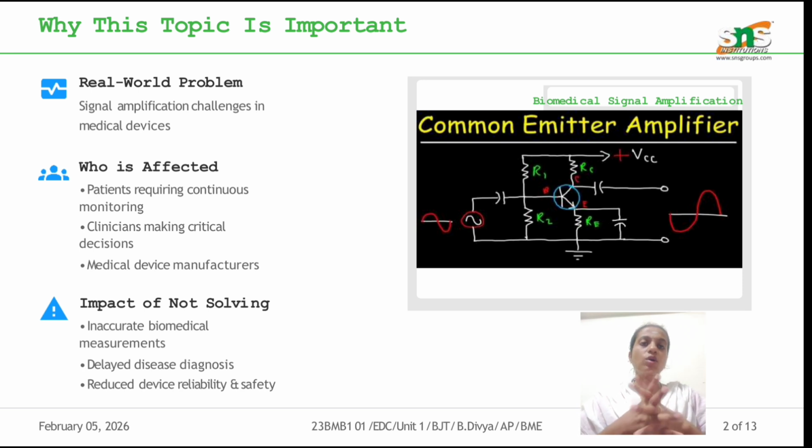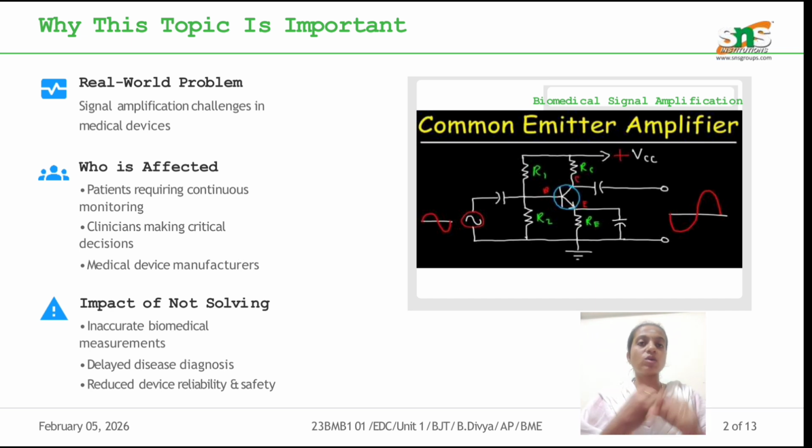Why is this topic important? Why is the BJT, the bipolar junction transistor, very important? What specific application is it used for in biomedical applications? What are the real world problems with regard to the BJT, how do they affect patients, and what is the impact of not solving these issues? Okay, we'll see one by one.